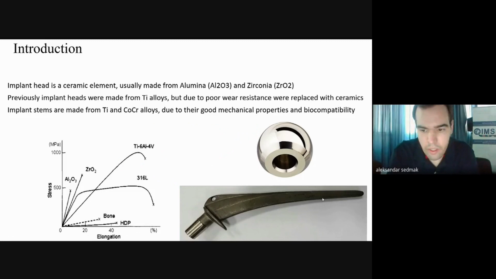The implant head is nowadays made from ceramic materials, usually alumina and zirconia. The stem is a bearing element. It is present in the picture below. As a bearing element, it is made of metallic materials. Previously, the most usual material was cobalt chrome based alloys. Nowadays, they are mostly titanium based alloys because of their good combination of mechanical properties and above all, excellent biocompatibility.